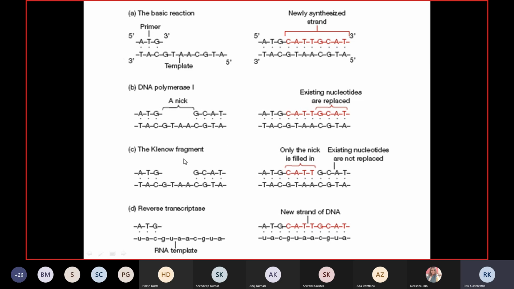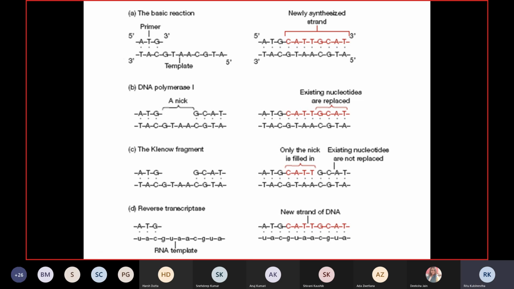So now in the market we get Klenow fragment, which means a DNA polymerase which has been acted upon by some protease, a fragment of it has been removed, and what we are left with is a Klenow fragment in which the 5' to 3' exonuclease activity is gone. So what will this enzyme do? It will just fill in the gaps. It will not start removing these existing nucleotides; they are not replaced. So in many scenarios, Klenow fragment is preferred over DNA polymerase 1 to fill in the gaps or the nicks.